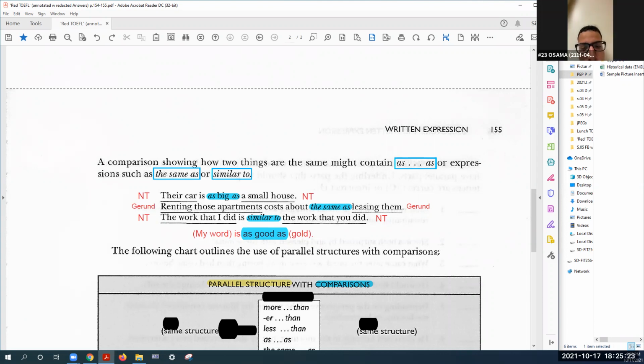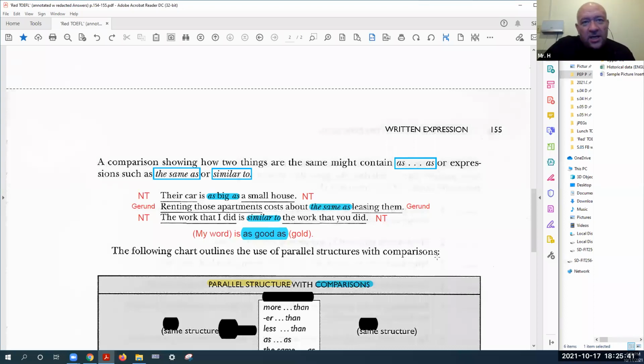You do what you promised to do. I will keep my promise. That's what it means. My word is as good as gold. So in other words, you can believe me. Right? You can trust me. Do you understand? My word is as good as gold.